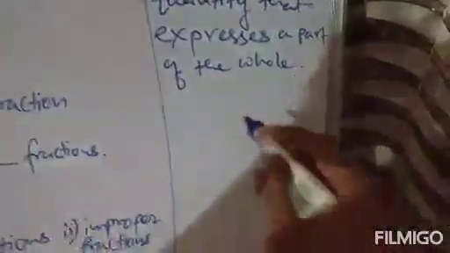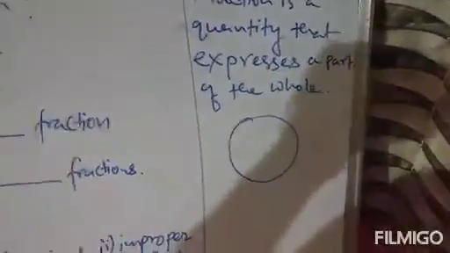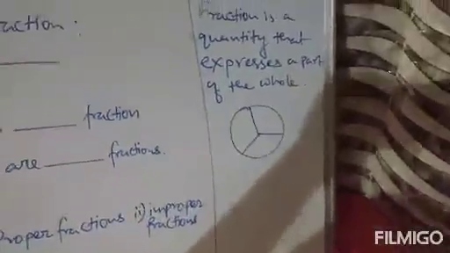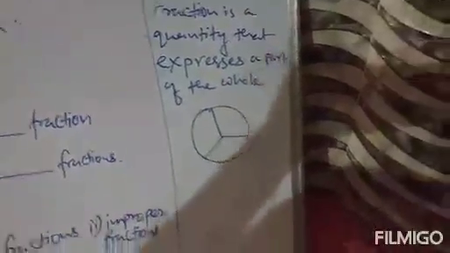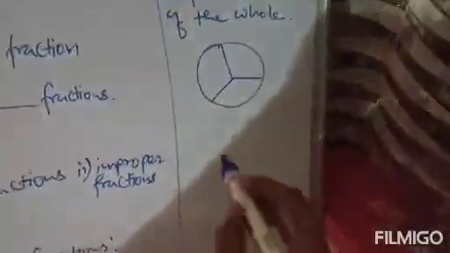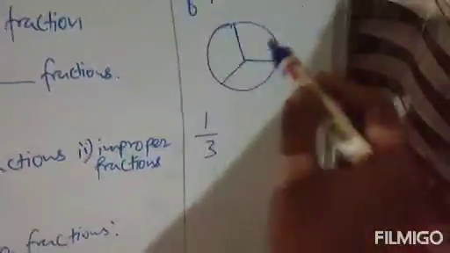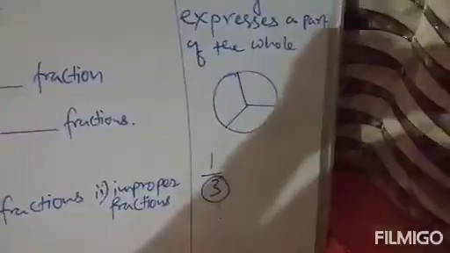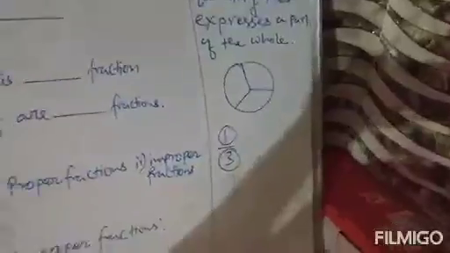Now suppose a circle is divided into three parts, like this, and you take just one part of it. So your fraction will be 1 by 3, because the whole circle is divided into three parts. That means the denominator will be 3, and you are taking just one part out of three parts, so the numerator will be 1. That means the fraction is 1 by 3.